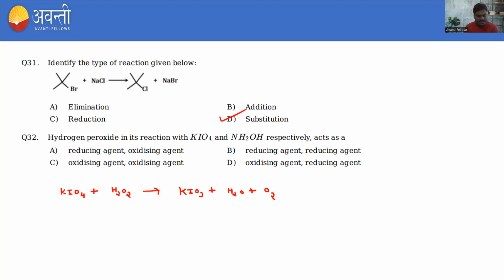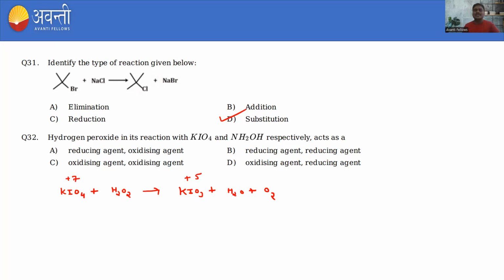So here you can observe the oxidation state of iodine. Here the oxidation state is minus 2 for the 8 and plus 1, that is 7. And here the oxidation state of iodine becomes 6 plus 1, that is 5, right? So the iodine oxidation number decreases from 7 to 5.